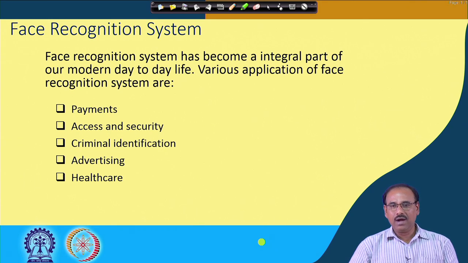So can we identify that person if the person moves along with a mob? You take the face images from the mob and try to identify whether that person is present within the mob or not. Similarly, there are many such applications. The applications of face recognition or face authentication can be in the advertising industry, in healthcare applications, and many more. So you find that face recognition has become a very, very important aspect in today's digital world.